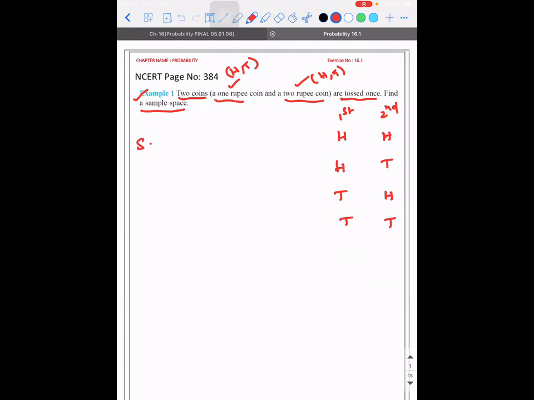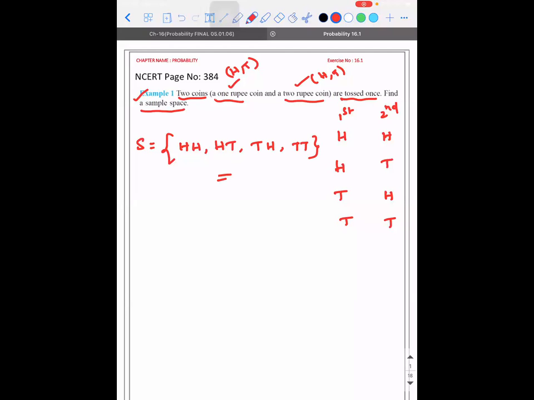So if I have to write the sample space for it, look at the way I'm going to write. It is head, head, head, tail, tail, head, tail, tail. So how many possible outcomes are there? It is 4. It's a random experiment.